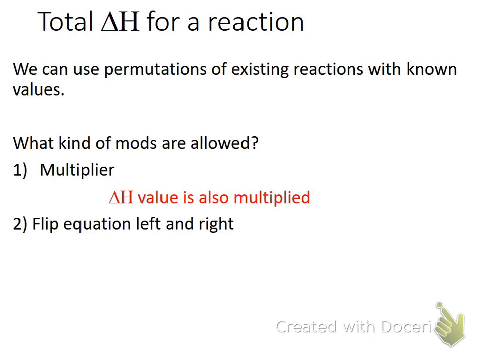The second kind of mod is to do what I call a flip. You basically take an equation and you just flip it from left to right, and you basically do the reverse of the reaction. And in this case, the delta H just changes sign, meaning that if it were positive, it would then become negative. If it were negative, then it would become positive. And the reason for this is because it switches from an exothermic to an endothermic reaction when we do this kind of swap.